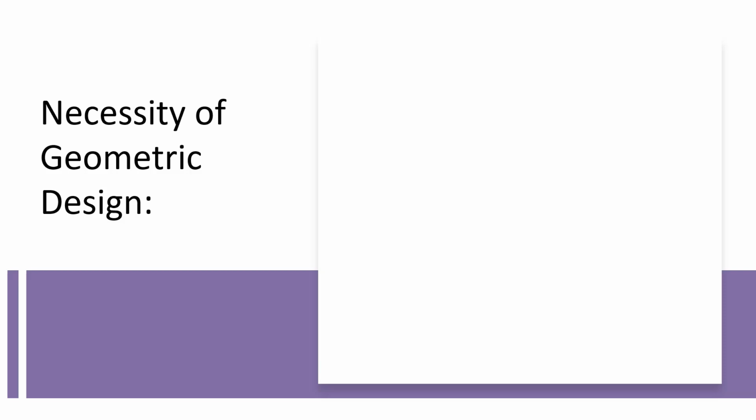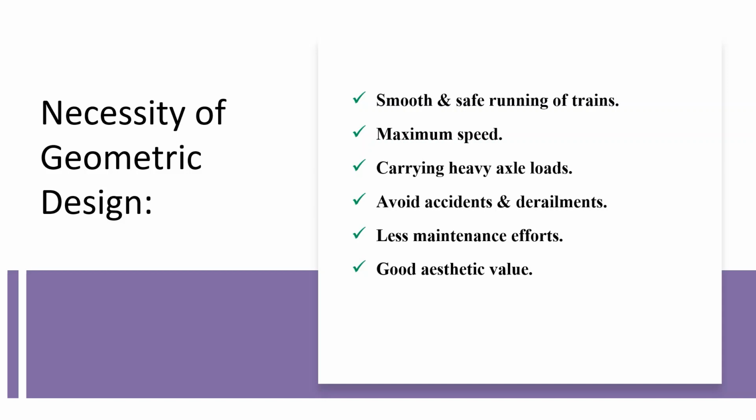So we have seen the different causes for accidents or derailment, and we have identified track defect as one of them, which necessitates the importance of geometric design. The need for proper geometric design of a track arises because of the following considerations: to ensure the smooth and safe running of trains, to achieve maximum speeds, to carry heavy axle loads, and also to avoid accidents and derailments due to a defective permanent way, to ensure that the track requires least maintenance, and also for good aesthetics, a proper geometric design is required.